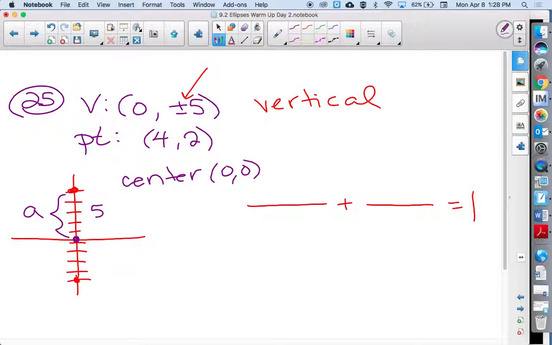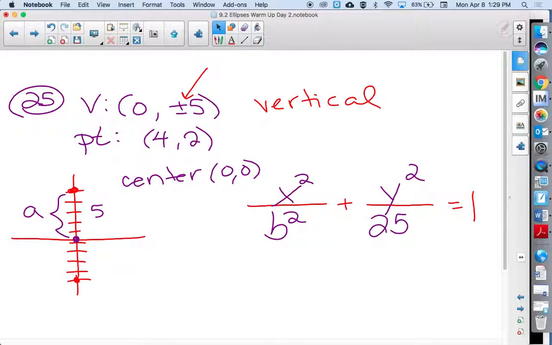So vertical, A squared must be going underneath the y, so that's 25. It's just a y squared because the center is 0. It's also just an x squared because the center is 0. But you don't know b, and you can't say anything about b until you find b. And the 4 is not part of b, that's just a point on the graph that it's passing. So this b squared is what we need to solve for.